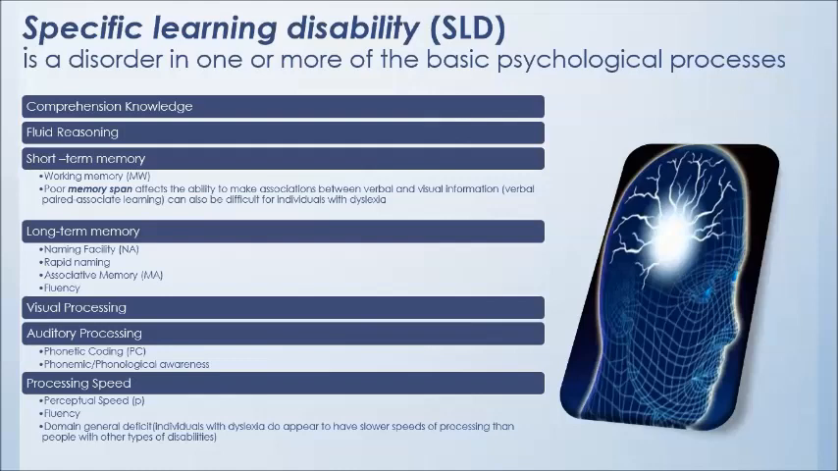words. So for long-term memory, another indicator here that we have that the manual asks us to measure is the rapid naming ability in your associative memory. Long-term memory also impacts fluency. Now we move on to visual processing.